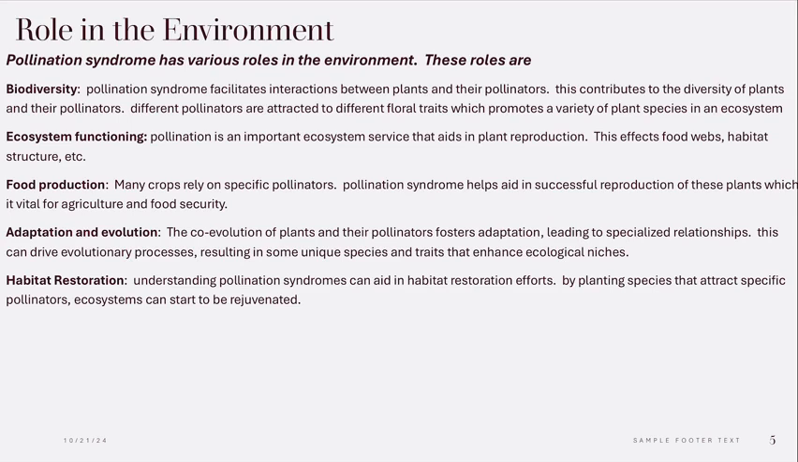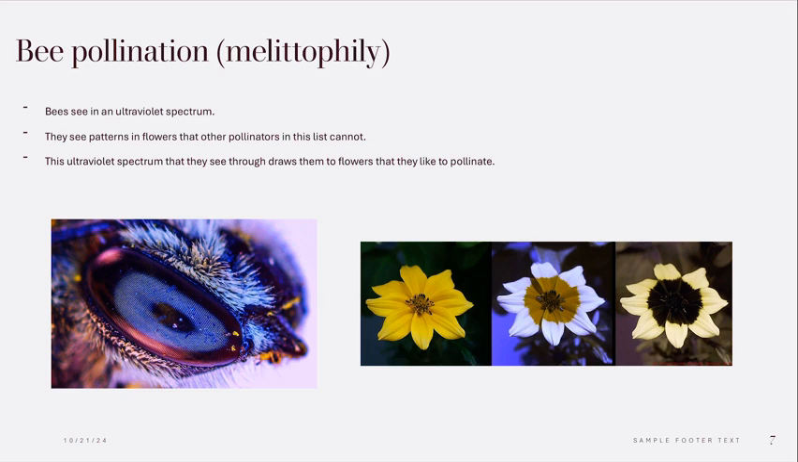All right, for my section, I did types of pollination and the species that do them. So here are some of the organisms I did. Starting out, we have bee pollination. A little fun fact: bees see in the ultraviolet spectrum. This allows them to see specific patterns in flowers that may attract them.